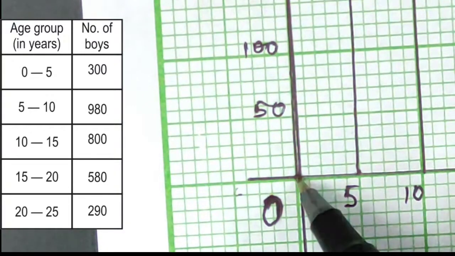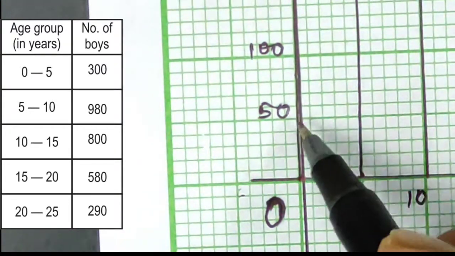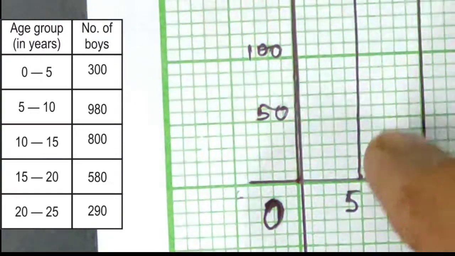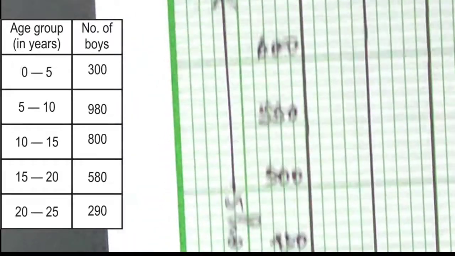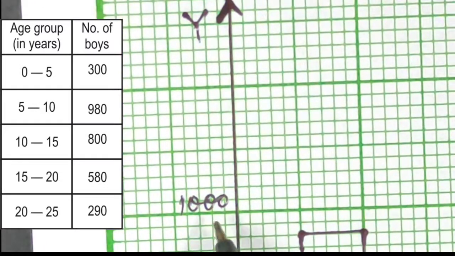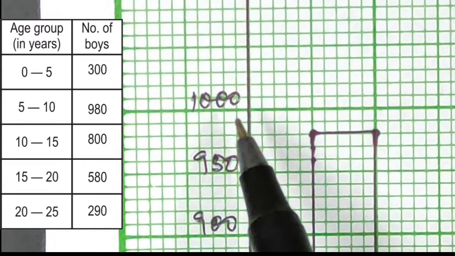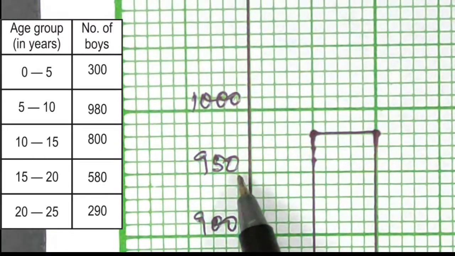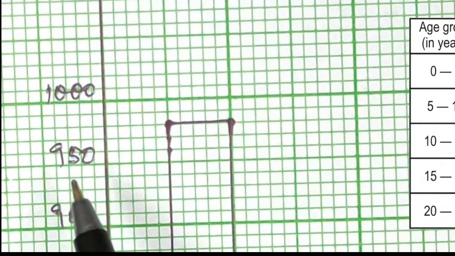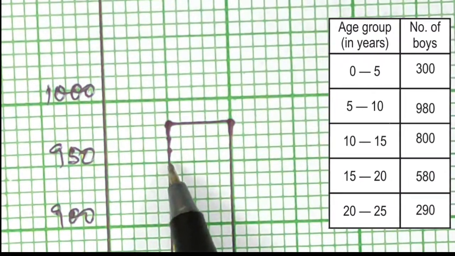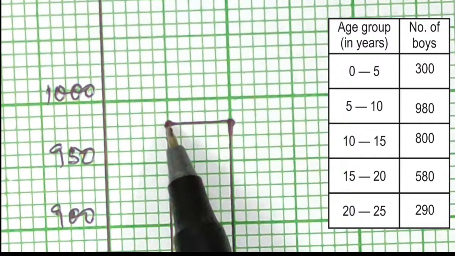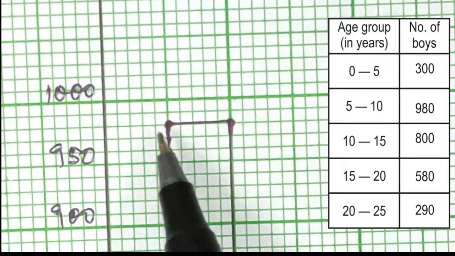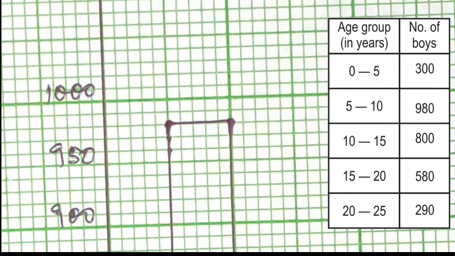See, this is our point of origin. Therefore, every 5 divisions has been taken as 50 boys, 50, 100, 150, 200, this way, and I have written up to 1000, because our highest observation for the boys is 980. Now, if this be 950, then what is 980? 980 is 950, 960, 970, 980. So we will have to reach up to this height from the x-axis.